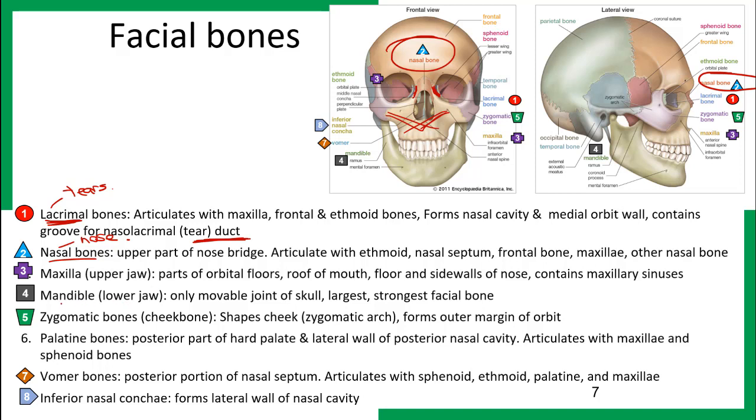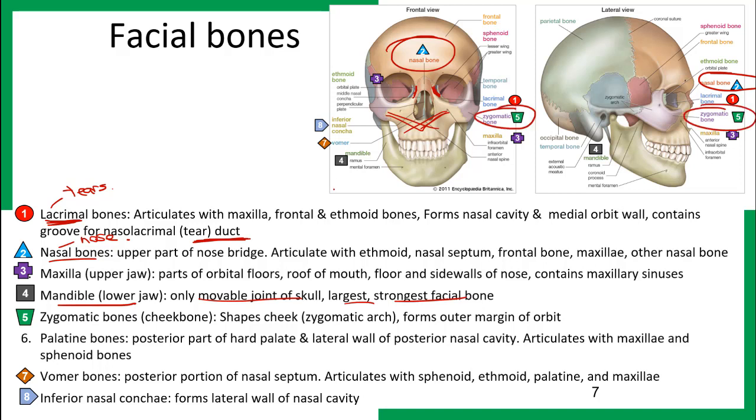So the lower jaw is called the mandible. It's the only movable joint of the skull. It's the largest and strongest facial bone because it's the one that moves, and your jaw muscles are very, very strong. Next bone is number 5, the zygomatic bone.